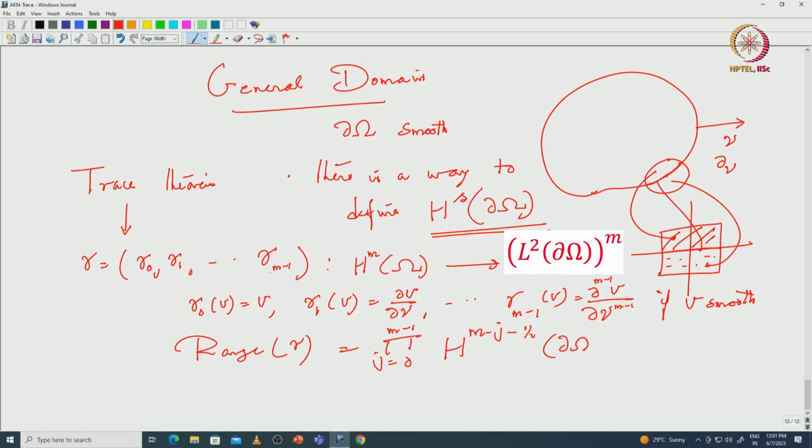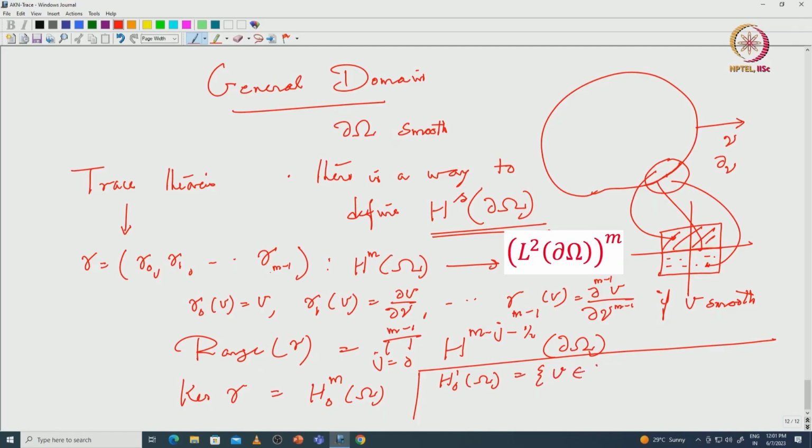That is what I am writing, on the boundary of omega, and the kernel of gamma is nothing but your H^m_0 of omega. Let me not get onto another page; I have defined exactly 12 pages. I will stop. For example, you have already seen H^1_0 of omega; of course you need the smoothness of the boundary, keep that in mind. It is the set of V in H1 such that gamma 0 of V equals 0 on the boundary of omega.